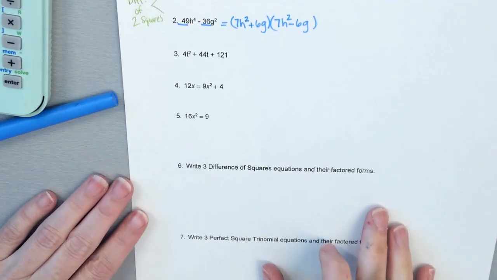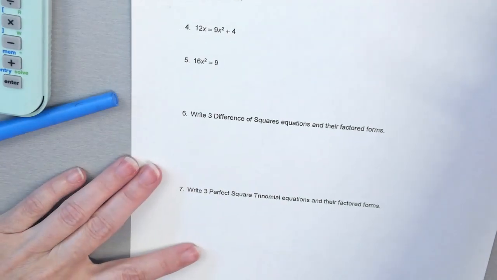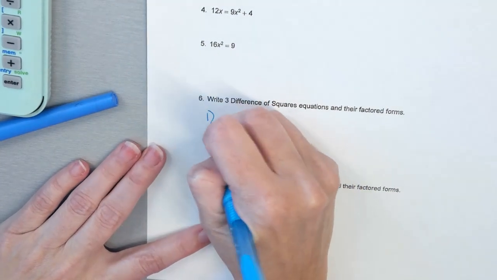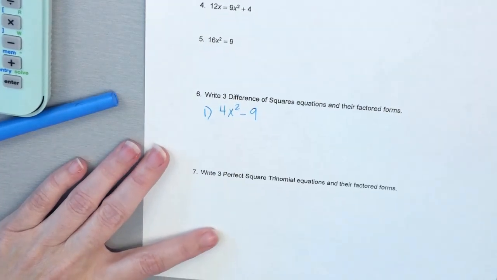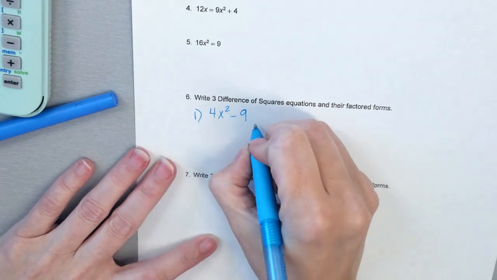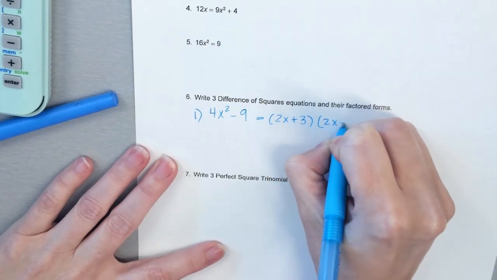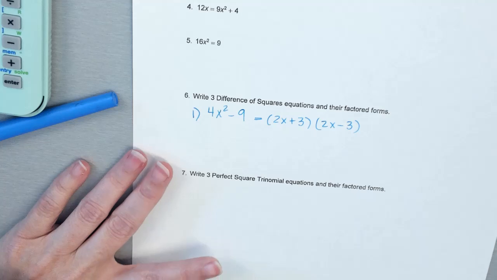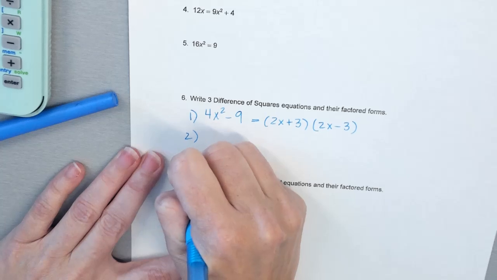Okay, so notice that for number 6, it's asking you to write 3 difference of squares. And then I'll give you an example, and then you can come up with 2 of your own if you haven't already. So when you have the difference of squares, you just have to have 2 perfect squares in there. So you could have something like 4x squared minus 9, and then that would factor into 2x plus 3, 2x minus 3. Okay, so this would be a difference of squares and its factored form. So you have to come up with 2 more, okay?